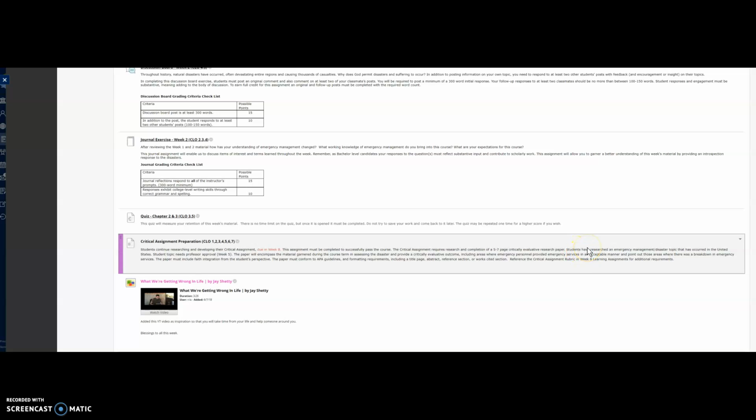Students are going to be responsible to research an emergency management disaster topic that has occurred in the United States. If you're living outside the United States and you want to use something outside, that's okay. Just make sure that it's a significant event that has made headlines across the nation, because that's usually what signifies a true emergency management disaster. It's something that triggers headlines globally. So just make sure you have that. If you have any questions, please send that information to me, and we'll see about getting it approved for you.